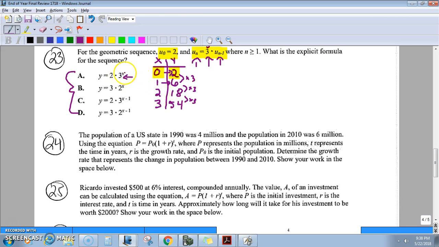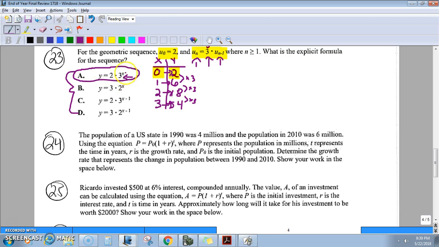If I put in 2, 3 squared is 9. 9 times 2 is 18. Works for the third one. And you will be able to see it does work for the next one. So we lucked out. The answer is A.